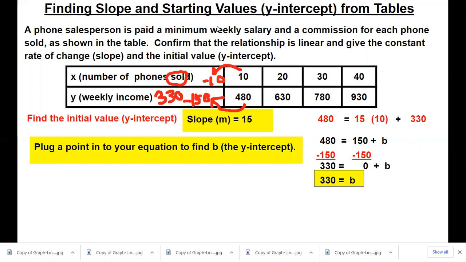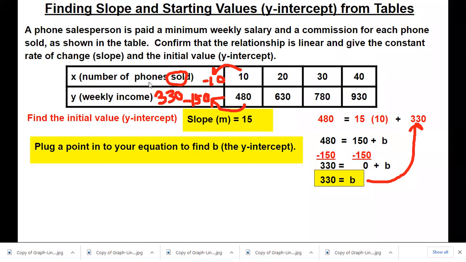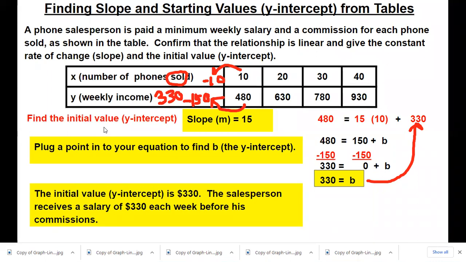So I put it in up here. I was just trying to see where did that pop up. So I put it in right here. That's your b. The initial value, y-intercept, is $330. Initial means beginning. So the beginning value, where x is 0, is $330.